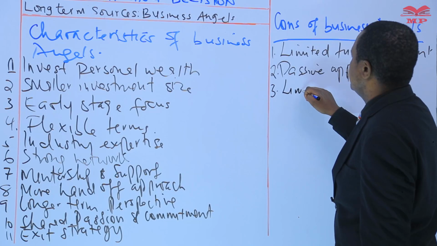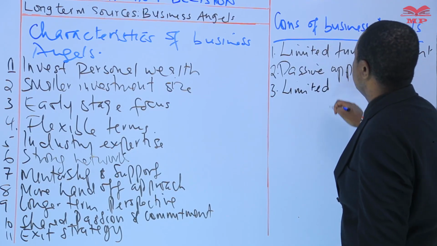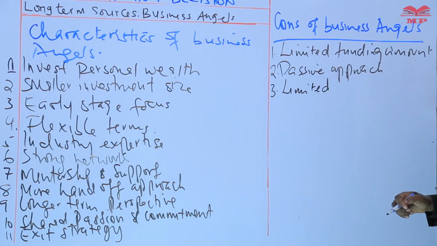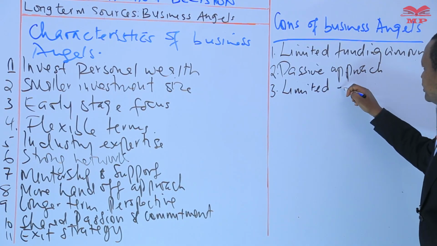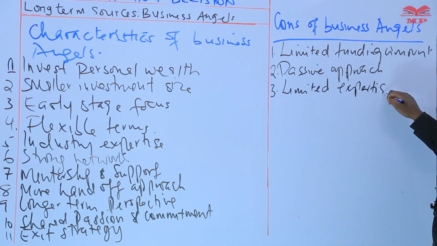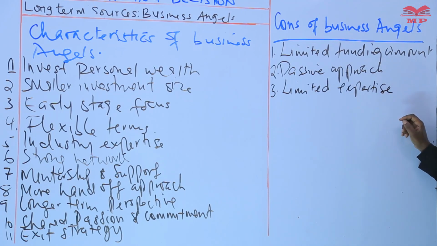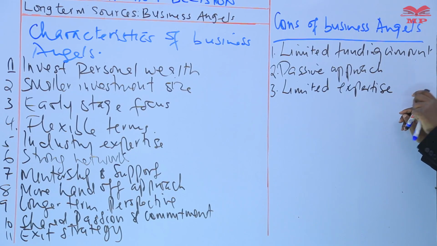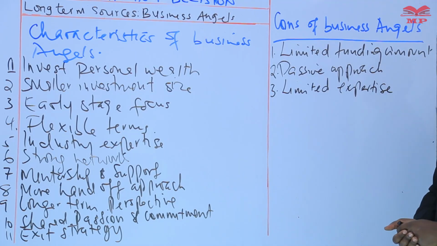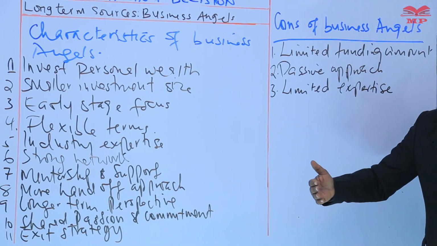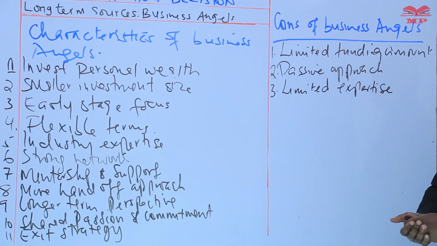Number 3 is limited knowledge, or let me say limited expertise. While experienced within their field, an individual business angel's expertise might not comprehensively cover all the aspects of company needs, thereby potentially affecting the scope of guidance offered.